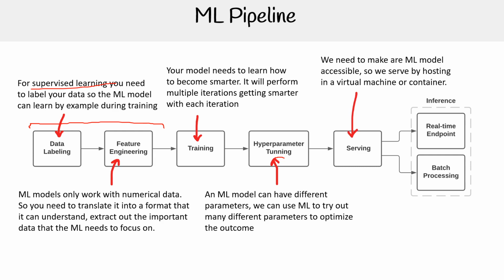Then you have serving, sometimes known as deploying. But when we say deploy, we talk about the entire pipeline, not necessarily just the ML model step. So we need to make an ML model accessible. We serve it by hosting it in a virtual machine or container. When we're talking about Azure Machine Learning, it's either going to be Azure Kubernetes Service or Azure Container Instance.